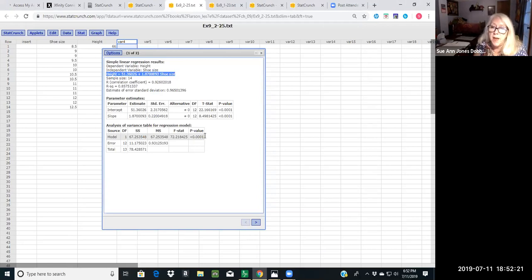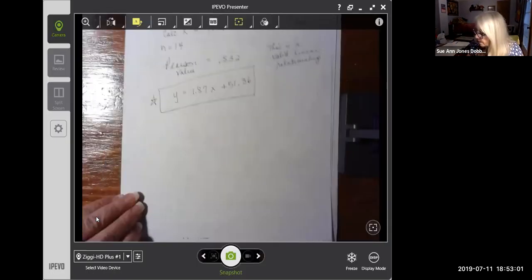Now notice that p-value is very, very, very small. That p-value of 0.0001 is far smaller than the significance level of 0.05 that we normally use. And again, just like in hypothesis testing, that indicates that we reject the null hypothesis that there is no linear model, and that will indicate that this is a valid linear model. So let me go back to my presenter window and write that down for you. The alternative way of doing it with p-values.